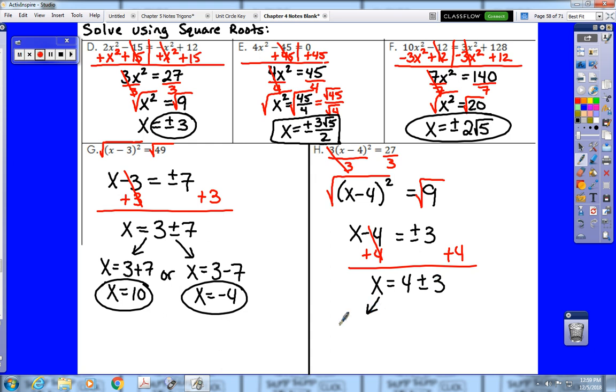Now what that tells us again is that we need to break that up into 4 plus 3, which would be 7, or 4 minus 3. I should write that as x equals 4 minus 3. Okay, 4 minus 3, which would be 1. So your two answers there are 7 and 1.